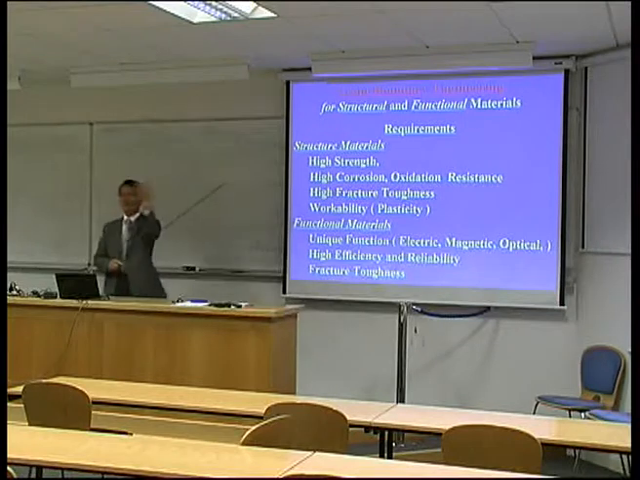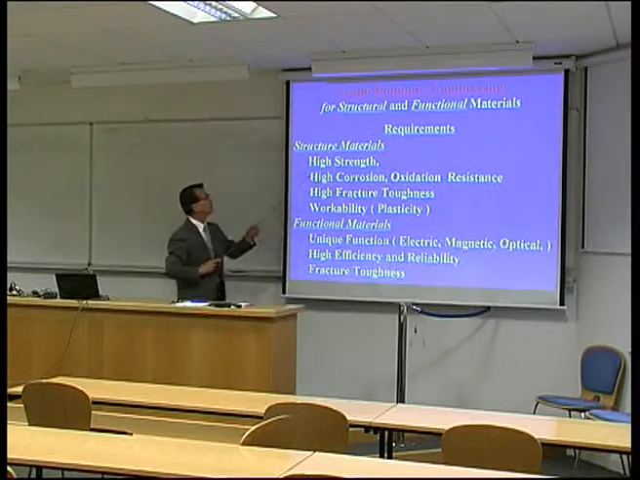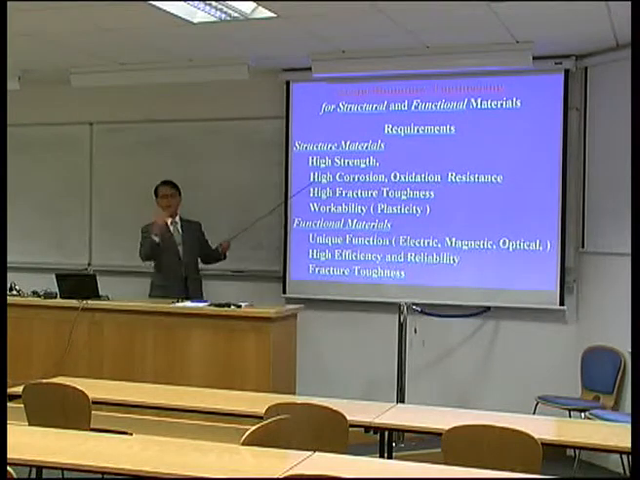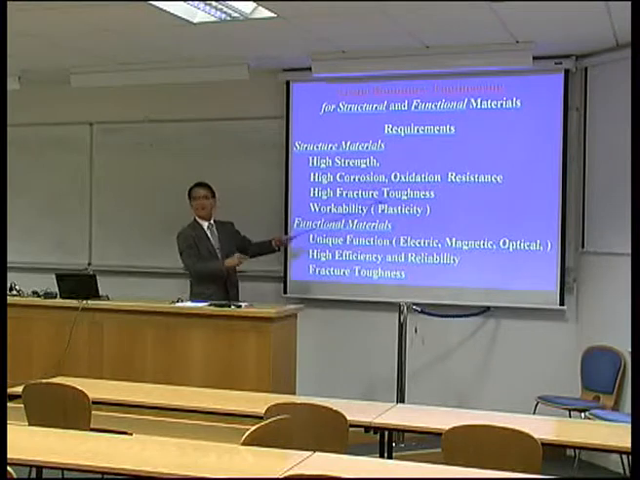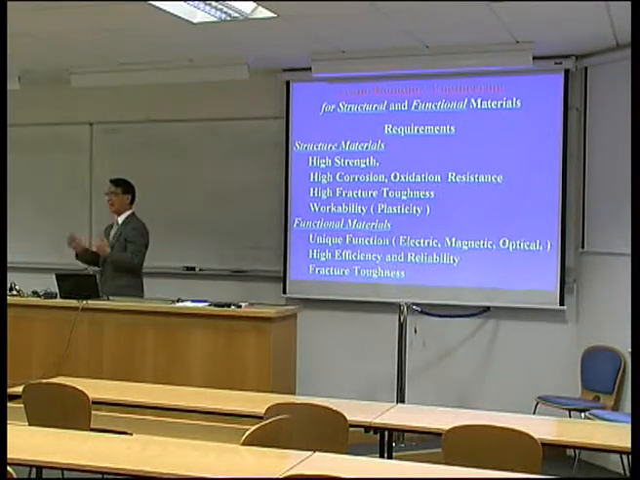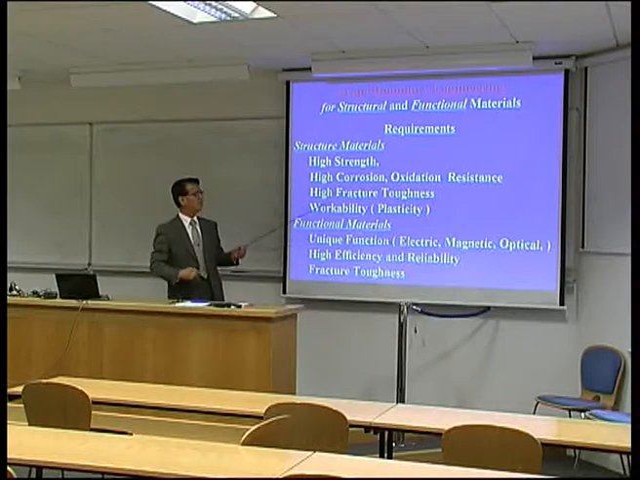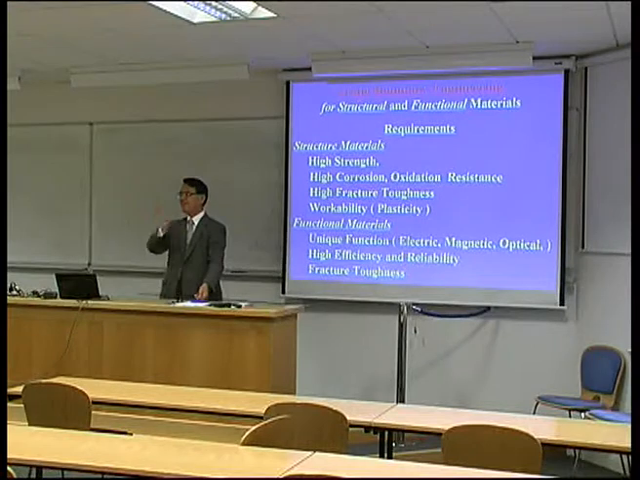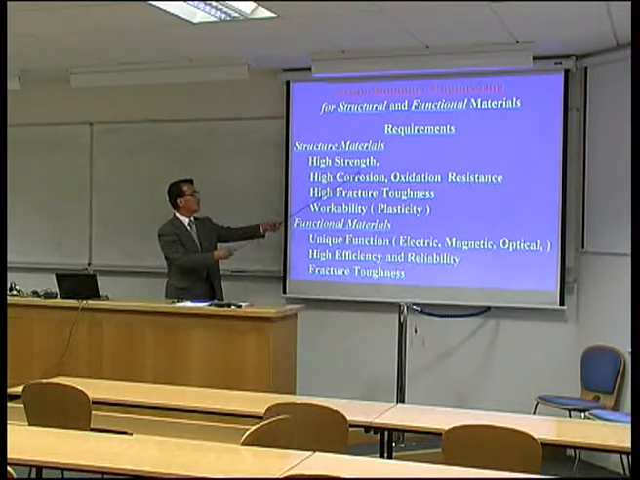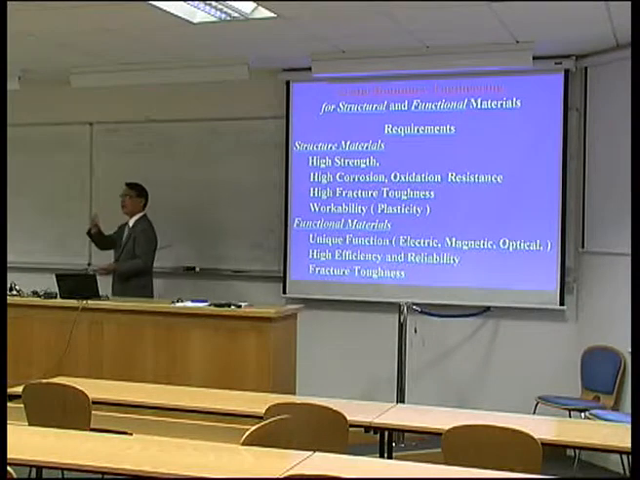So now, if we classify materials into two categories, structural material or functional material, there are different requirements. Of course, for structural material, we need high strength, but also we need high fracture toughness. Otherwise, we cannot use the structural material. Because up to now, there is still such a dilemma for material design. When we increase the strength of a material, normally the material becomes less ductile. So there is a dilemma for material scientists. But anyway, we need both high strength and high fracture toughness. Otherwise, we cannot use the structural material for structural construction or machine construction.